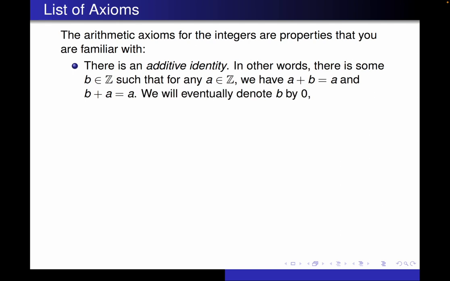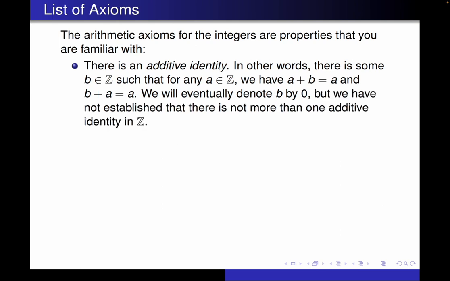We're going to eventually call that additive identity 0, but first we have to deal with the hypothetical issue of, are there any more additive identities other than the 0? Right? We can't say 0 is the additive identity until we've established that there's only one.